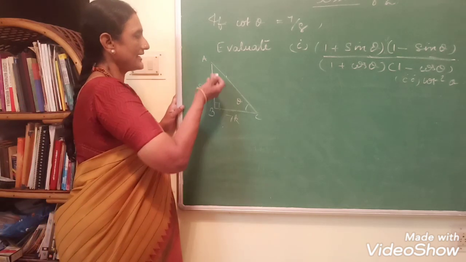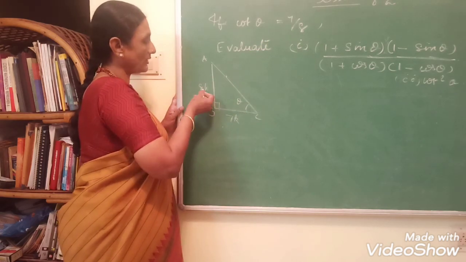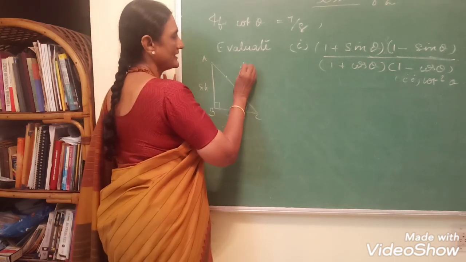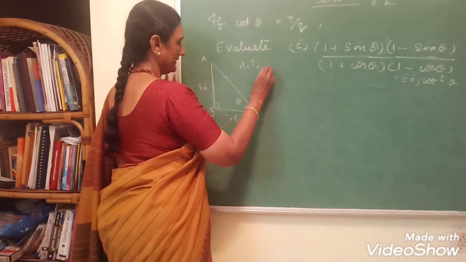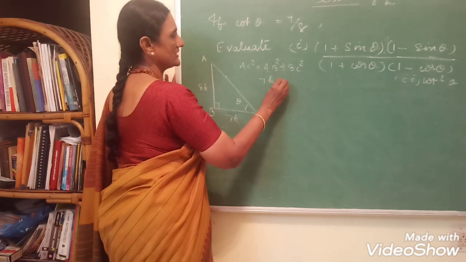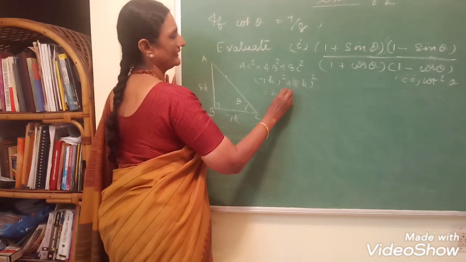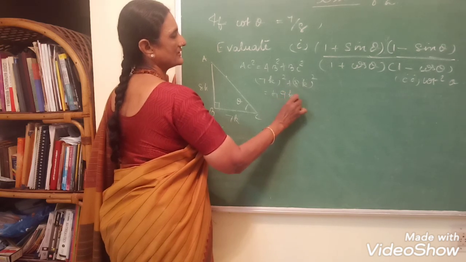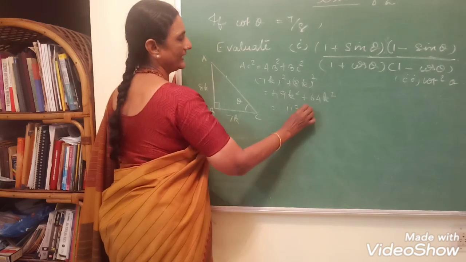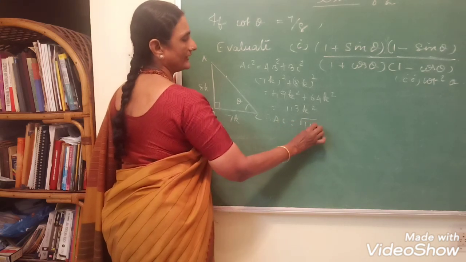Okay, now as usual we have got cot theta is 7 by 8, which means adjacent by opposite. We get 7k divided by 8k. Therefore, we have to find AC square. So AC square is equal to AB square plus BC square. You will get 7k the whole square plus 8k the whole square. That gives you 49k square plus 64k square. So that gives you 113k square. Therefore, AC is equal to square root of 113 k.